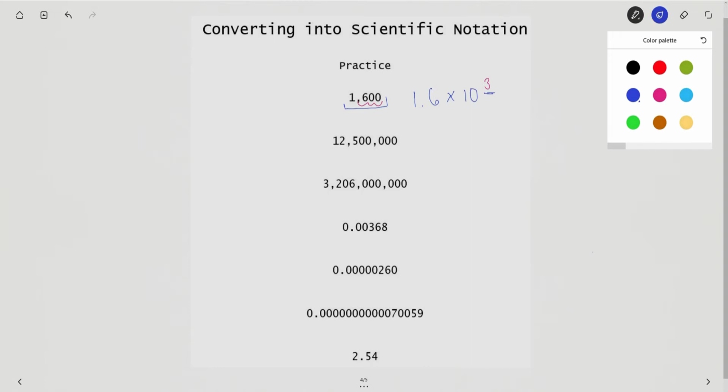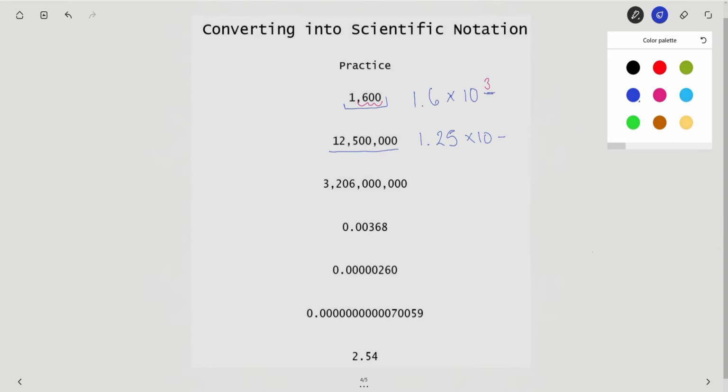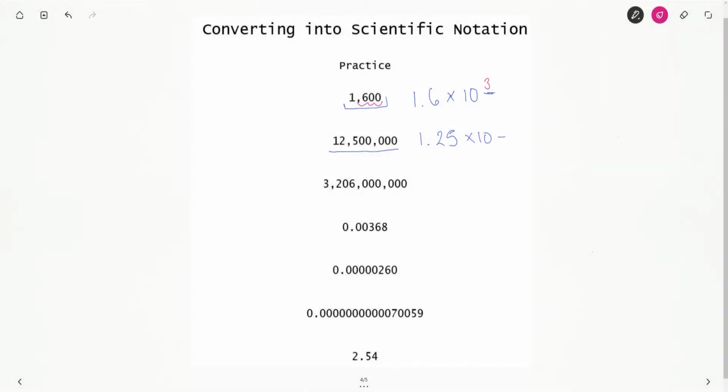Okay, you ready for the second example? Here we go. A little bit bigger number. All right, this time we know we're going to have a 1.25 times 10 to the something. Let's count up and figure out what that exponent should be. So I'm starting here. I'm going to go 1, 2, 3, 4, 5, 6, 7 places. Therefore, I need a 7 right there.